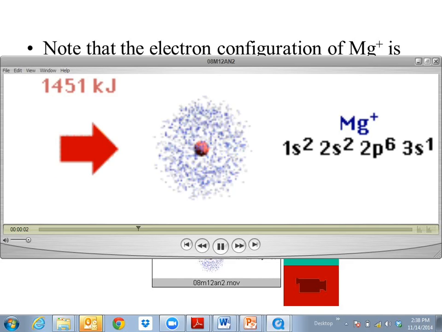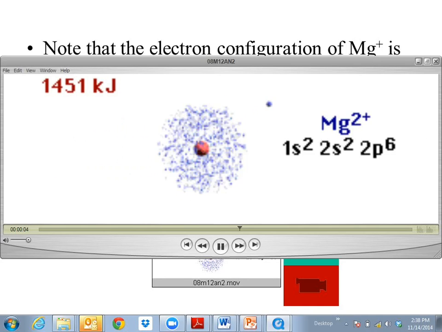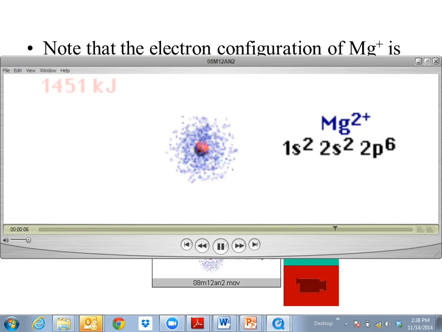Removing the second electron requires more energy, 1,451 kilojoules per mole. So if you were tasked with finding out how much energy was required to get a neutral magnesium atom from Mg0 to Mg +2, you would add those two. Does that make sense? Stepwise.